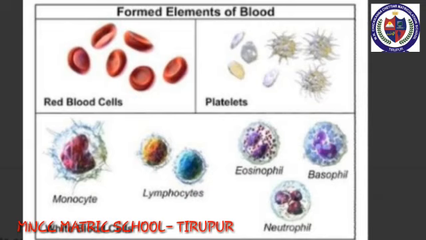The red color is due to the presence of the respiratory pigment hemoglobin. Matured RBCs do not have cell organelles and nucleus. They are biconcave and disc-shaped. Their lifespan is about 120 days. They are involved in the transport of oxygen.